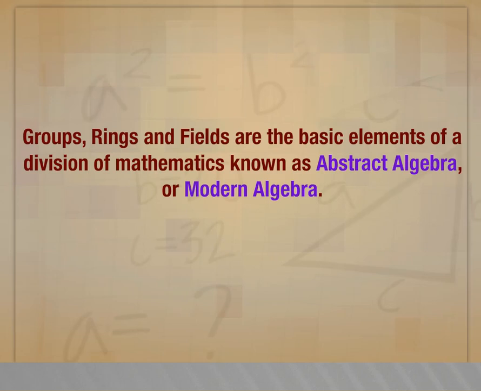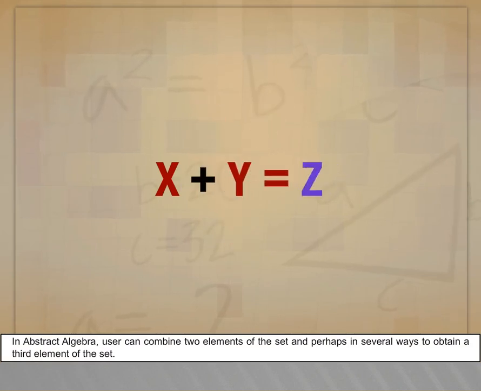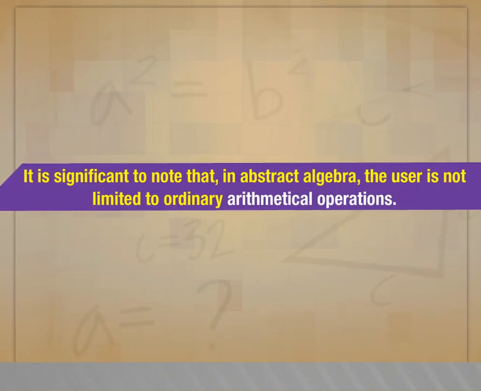Groups, rings, and fields are the basic elements of a division of mathematics known as abstract algebra or modern algebra. In abstract algebra, the user can combine two elements of the set, perhaps in several ways, to obtain a third element of the set. It is significant to note that in abstract algebra, the user is not limited to ordinary arithmetical operations.